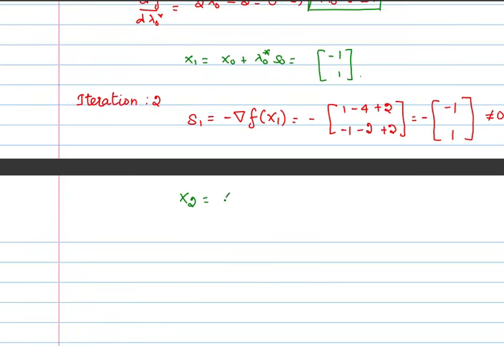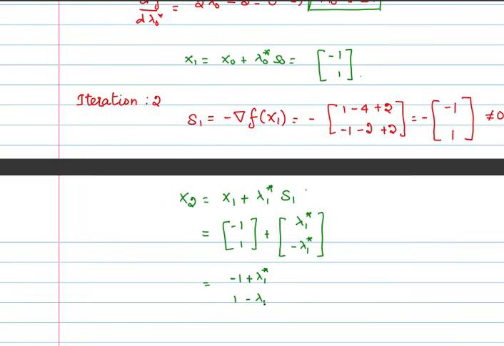x2 equal to x1 plus lambda 1 star times s1, I want to find. So again I will apply x1 is 1 minus 1 plus lambda 1 star, this one is plus 1 and minus 1 will come. So we will get it as lambda 1 star, minus lambda 1 star. So this implies minus 1 plus lambda 1 star, 1 minus lambda 1 star.